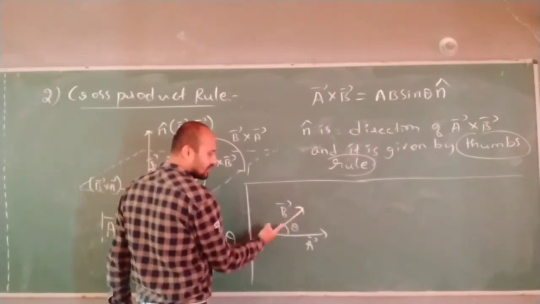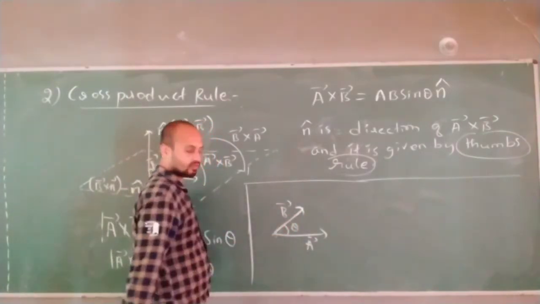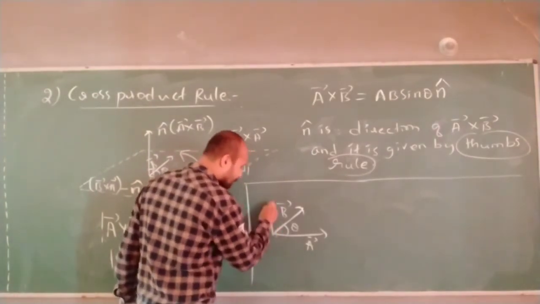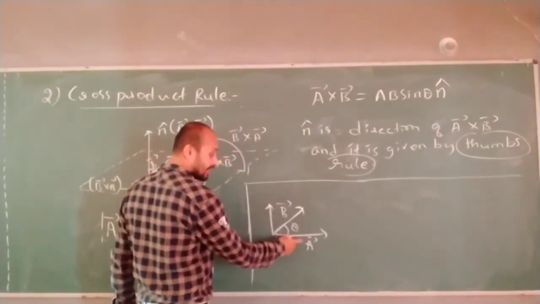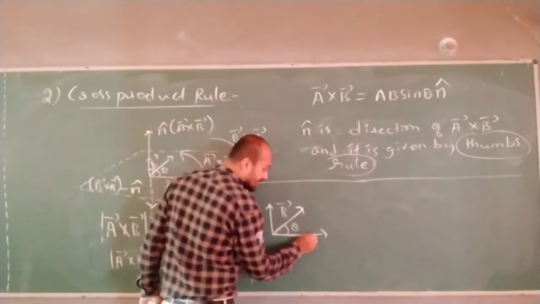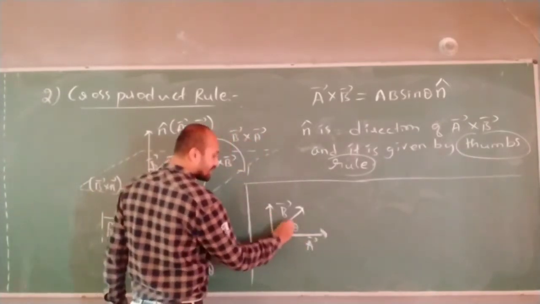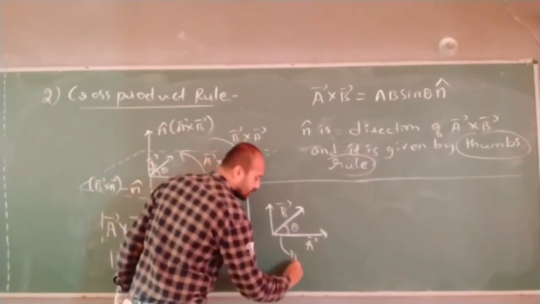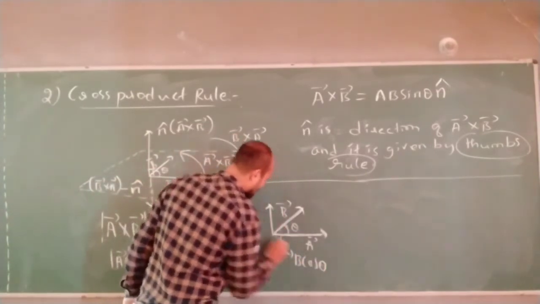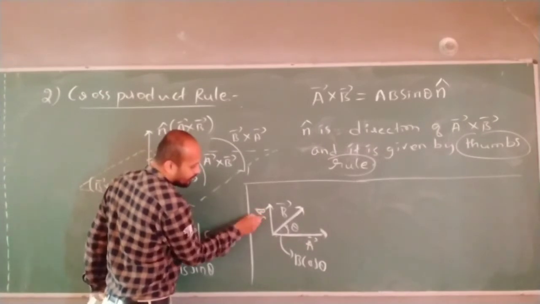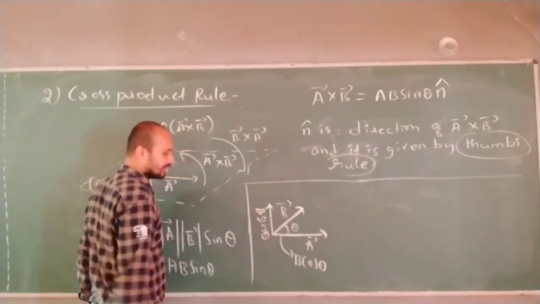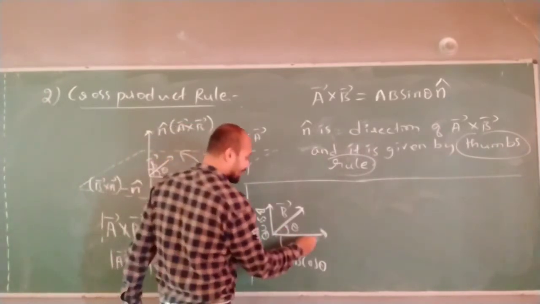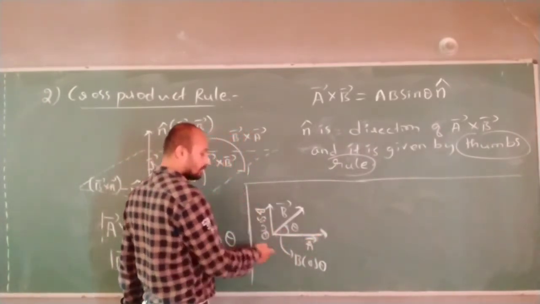If I resolve this B into two components, one is perpendicular to A and the other parallel to A. So if I take theta, the component of vector B will be B cos theta, and this will be B sin theta. Correct? Now this is A. Now I made two components.